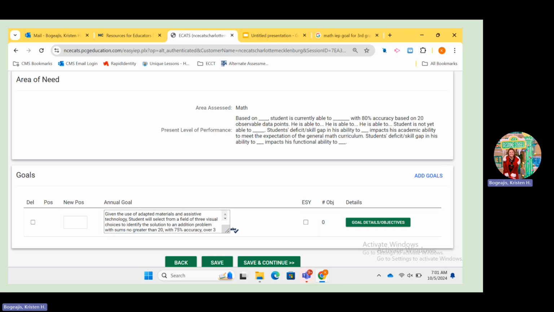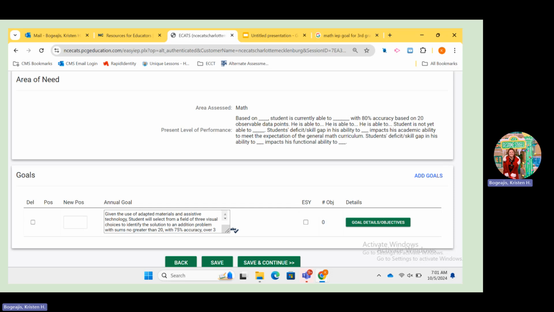All right. So after you've written those present levels of performance, let's go ahead and talk about the actual goal itself. So we talked a little bit about what's required in the goal. You want to make sure, and that's right down here, you can look at it. So in this one, I have, given the use of adaptive materials and assistive technology. You want to have a given. So what are you going to give this student in order to complete this goal? Are you going to give them a set of 4 visual addition questions? Are you going to give them a combination of visual supports? What are you going to do?